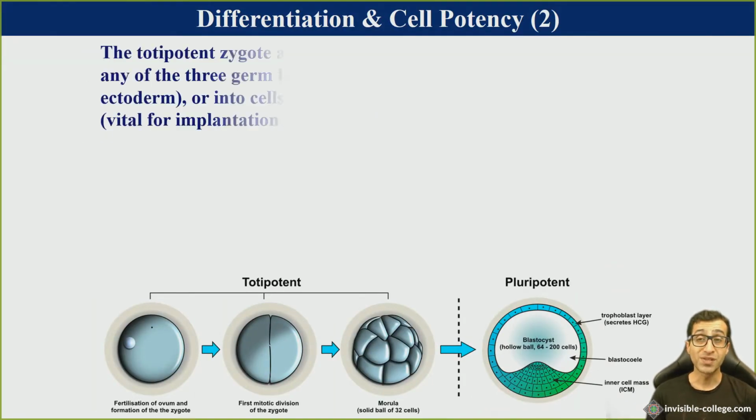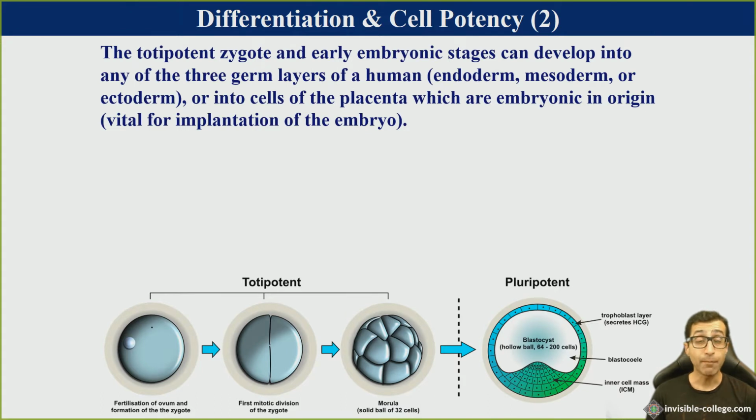So the totipotent zygote and early embryonic stages can then develop into any of the 3 germ layers of the human. So in terms of embryological anatomy and general anatomy, we divide the layers of cells and tissues in a human into these 3 terms: the endoderm, the mesoderm and the ectoderm, and these are shown in this diagram here.